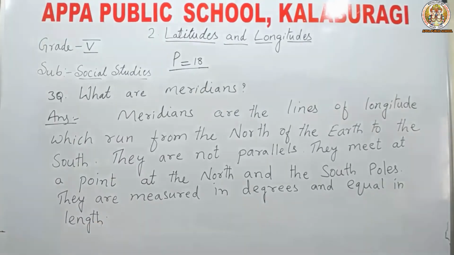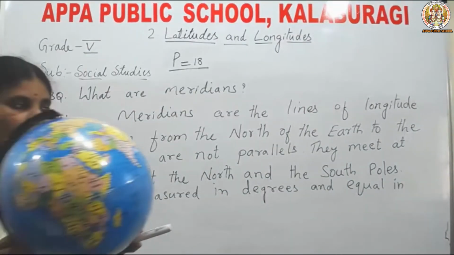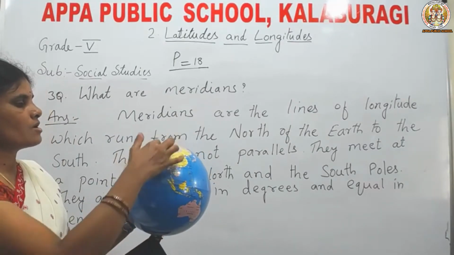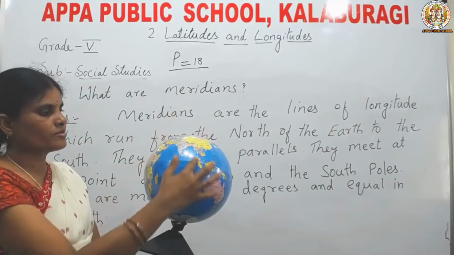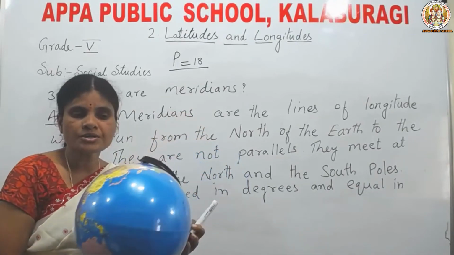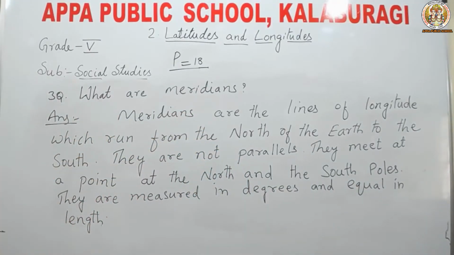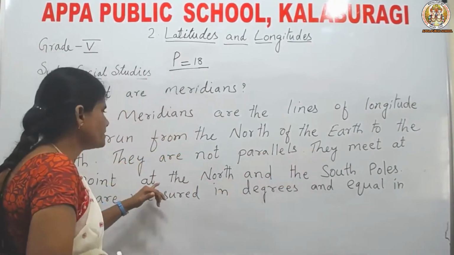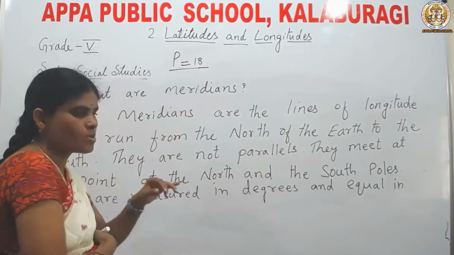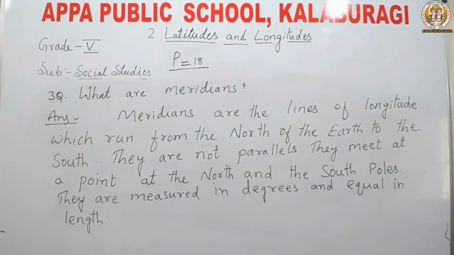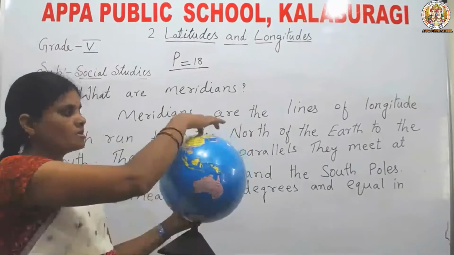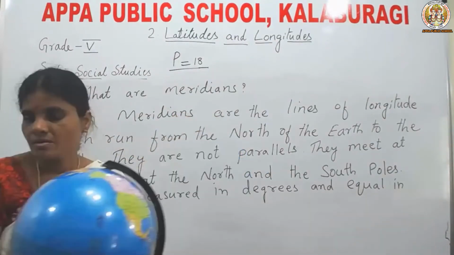See, children, these are nothing but lines of longitude which run from north of the earth to south. From here to here. How many longitudes are there? Totally 360 longitudes are there. They meet at a point at the north and south poles. This is the north and this is the south pole, no? They meet here.